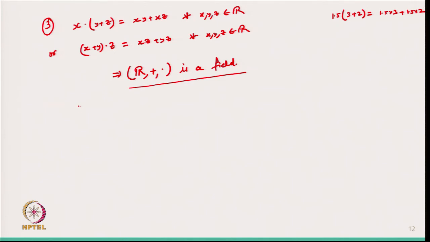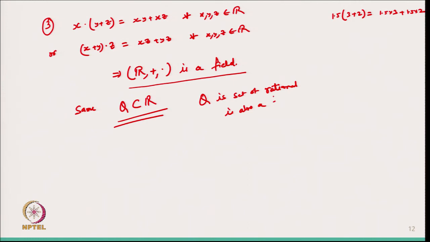The same thing, because I know that Q, the set of rationals, is a subset of reals. So, in this case I can show that Q, the set of rationals, is also a field, since we can satisfy all the properties. I know that the sum of two rational numbers is a rational number and the product of two rational numbers is also a rational number. So, we can show that the set of rational numbers is again a field.